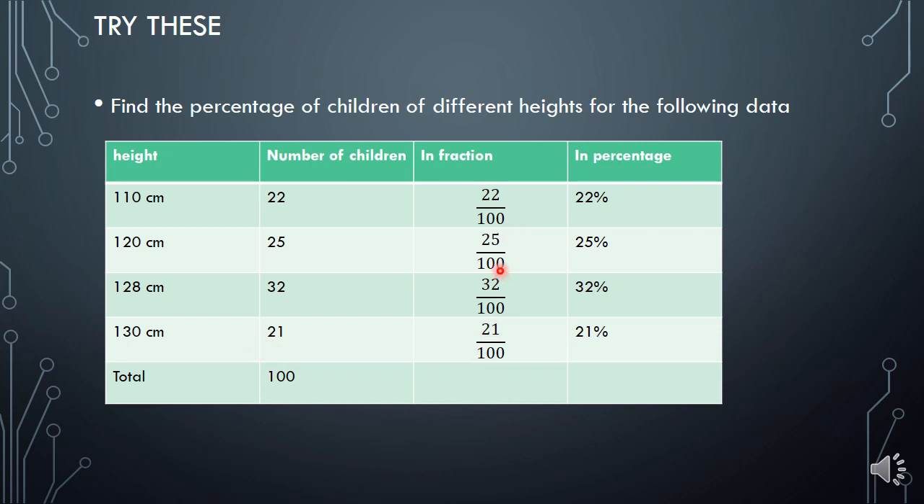Okay, so here what is the percentage, children? Here the denominator is 100, so what is the numerator? 22. So we can write 22% here. Here we have 100 in the denominator, and the numerator is 25. So in percentage what will come? 25%. Like this we have here 32% and 21%. Okay, this is the question from try this question. You can write these answers in the textbook with a pencil. Okay.